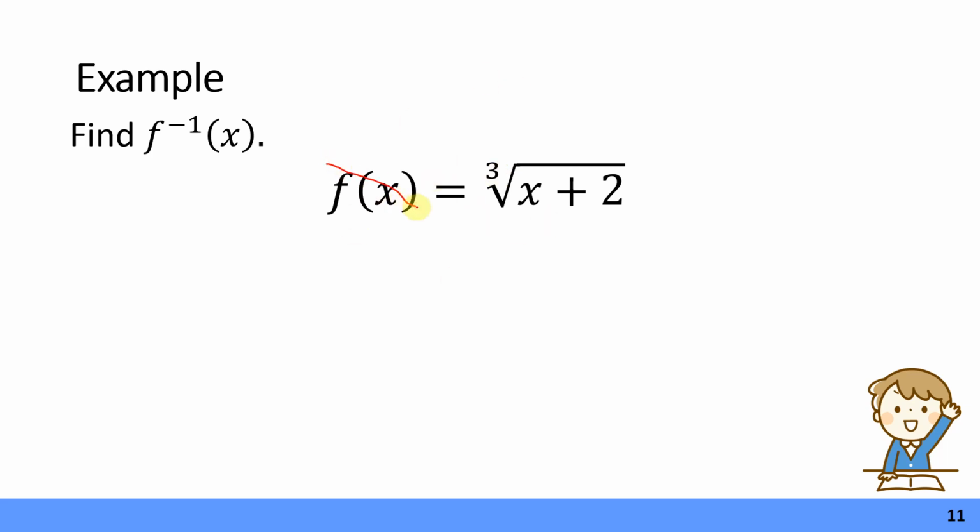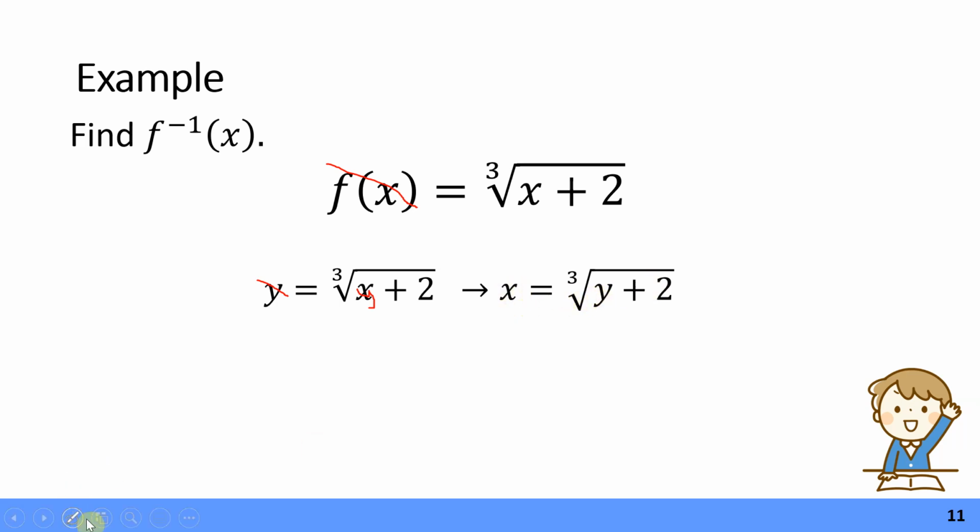Again, we already know, first step is rewrite this as y. So y equals the cube root of x plus 2. Second step, the y becomes x and the x becomes y. So this is how we get up to this step. We have x equals the cube root of y plus 2. Now we have to leave the y by itself. Again, there's a 2 we're going to have to get rid of, and then there's this little cube root we have to get rid of.